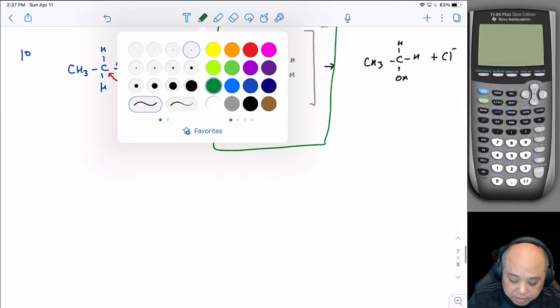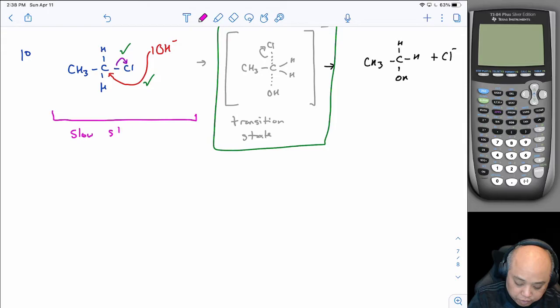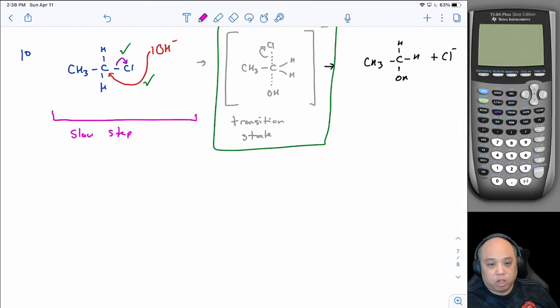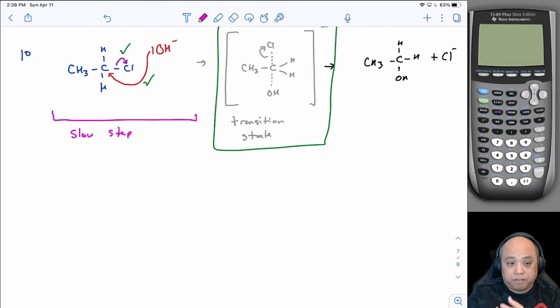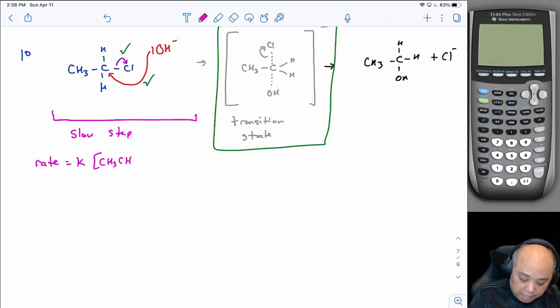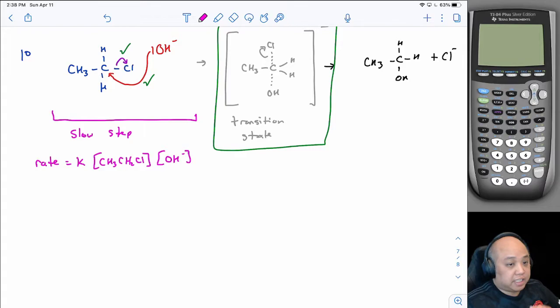Now, as we dig in deeper, this first step, or really the only step in the whole process, is the slow step. Because remember, this all happens in one step. The OH attacks the carbon, and the Cl breaks off simultaneously to form the compound. So there's only really one step, but that's the first step, and that's the slow step. And tying back to topic 16, the slow step involves all the species that affect the rate of reaction. What you'll see here is that because in the slow step, the halogenoalkane and the OH minus are participating, the rate is dependent on both those concentrations.